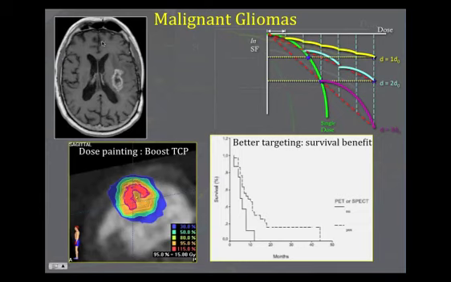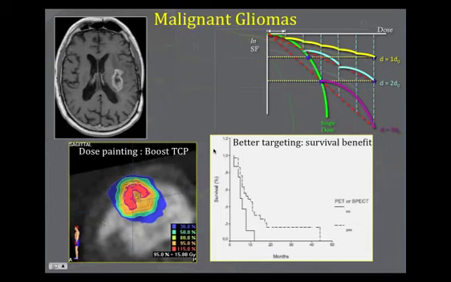And the idea is that you are going to deliver higher doses of radiation to the regions of the tumor that are more radiation resistant. For instance, we know that hypoxic cells are more resistant. So you can get a boost there without incurring toxicity in the surrounding tissue.